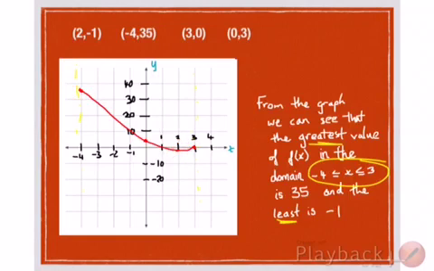Okay, and that's pretty much how you work out the extremes on an interval. This one might have been a little bit easier than some that you get because it was a quadratic, so there was only one stationary point, but we're more than capable of finding many stationary points.